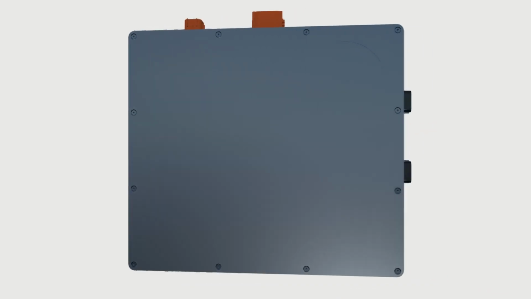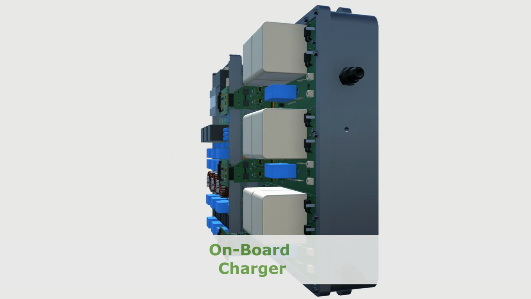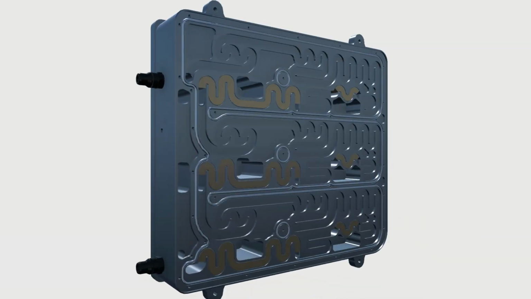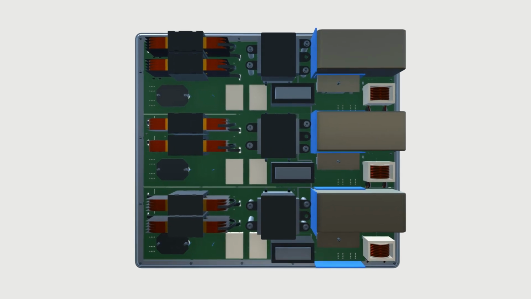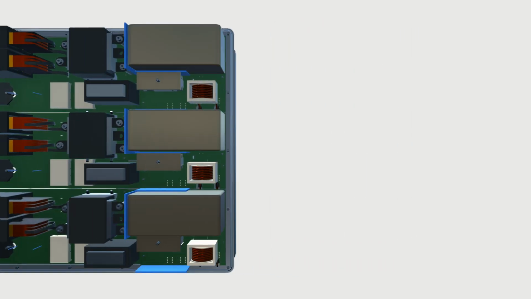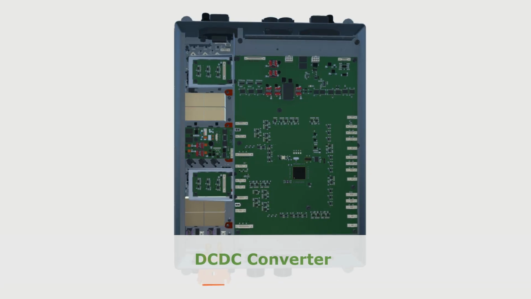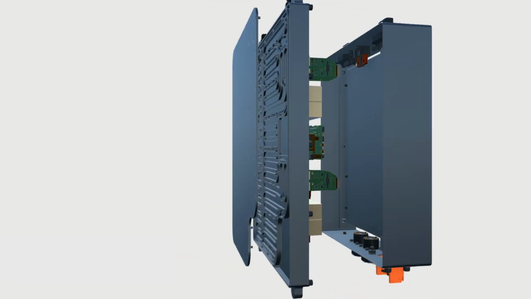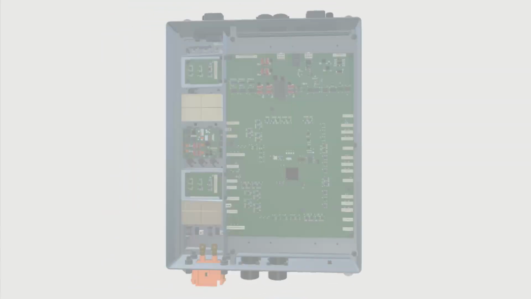The onboard charger converts AC supply from the mains grid into DC to charge the battery. There are a lot of similarities to the inverter function, except the charger has more electromagnetic components inside it. Finally, the DCDC converter steps the high voltage DC from the battery down to a safe level for the vehicle ancillary systems like the radio and lights.